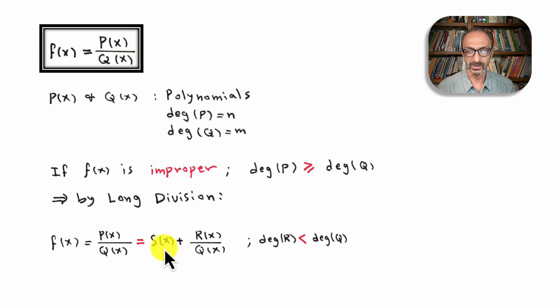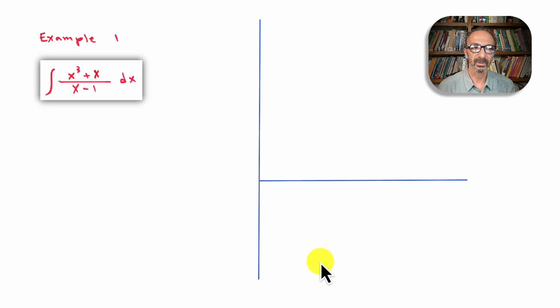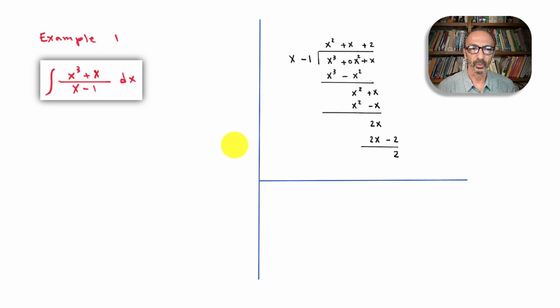We end up with the answer here, or the quotient, plus some remainder. This remainder has to be less in degree than the degree of q of x. That's why it's called remainder. Here's example number 1. Notice that n is 3 and m is 1. By long division, we get the following.